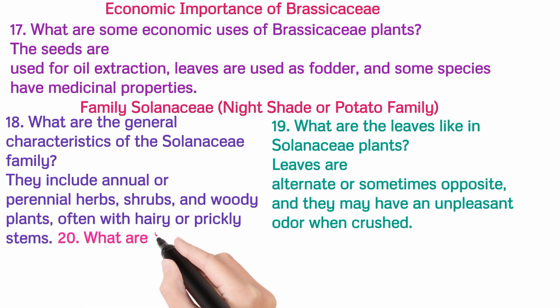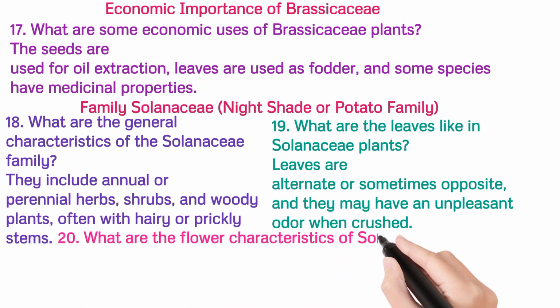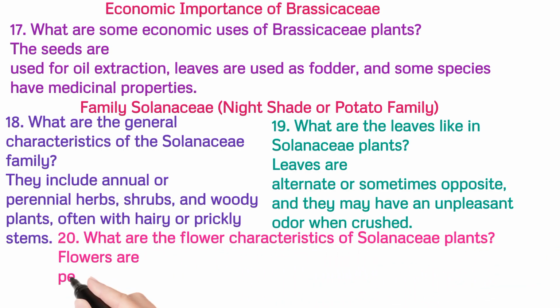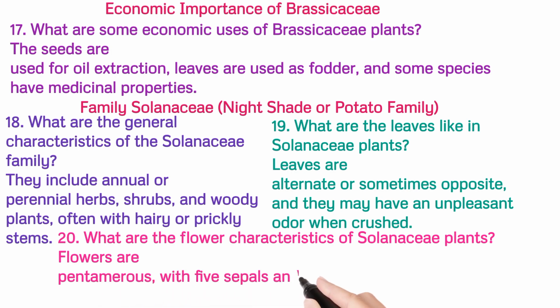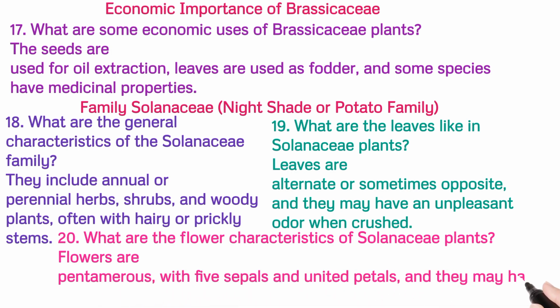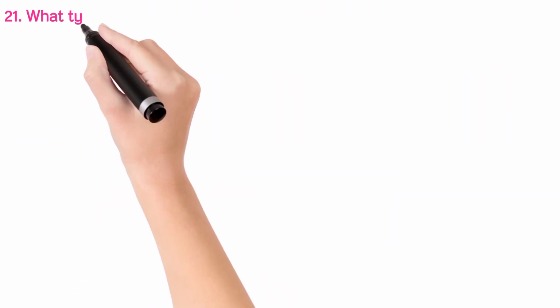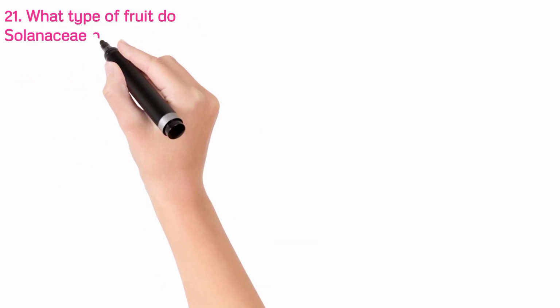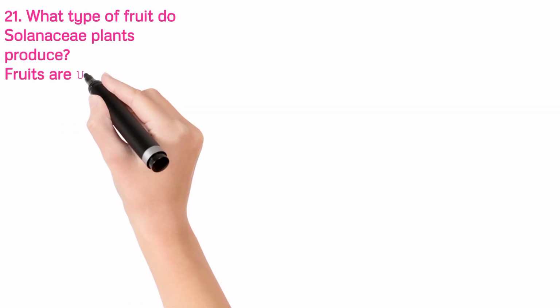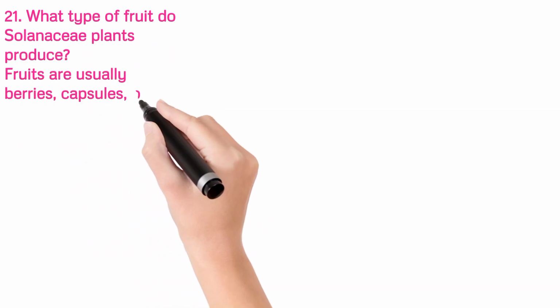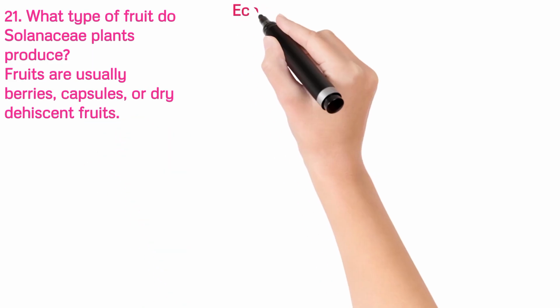20. What are the flower characteristics of Solanaceae plants? Flowers are pentamerous, with 5 sepals and united petals, and they may have a tubular or funnel shape. 21. What type of fruit do Solanaceae plants produce? Fruits are usually berries, capsules, or dry dehiscent fruits.